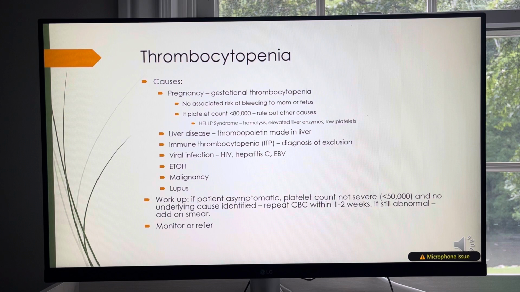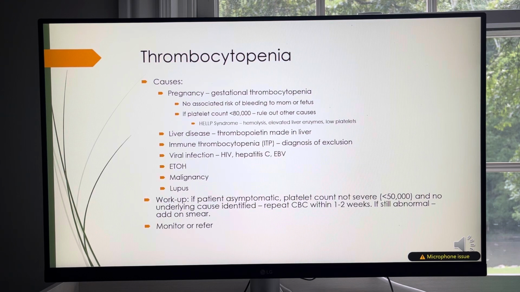Okay, you see a patient has thrombocytopenia, low platelet count. Number one, is that patient pregnant? Number two, how is the patient's hepatic function? Thrombopoietin is made in the liver. Going along with that is alcohol intake. Is there a long-standing viral infection like HIV, hepatitis? Hepatitis, you'll see an elevated AST and ALT. Epstein-Barr virus, which is mono, you'll be fatigued, have posterior cervical lymphadenopathy, and an elevated lymphocyte count.